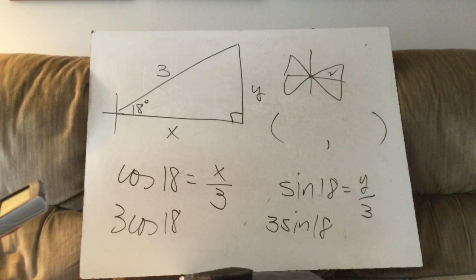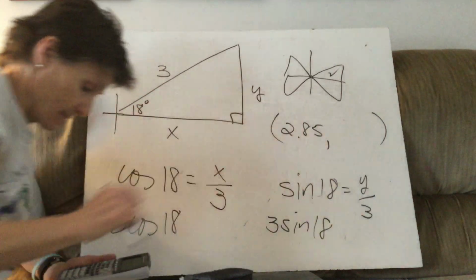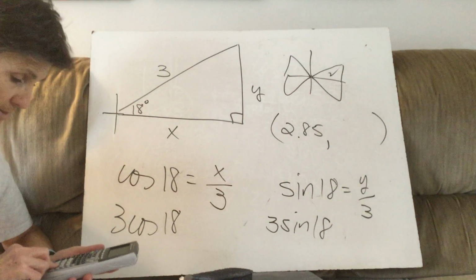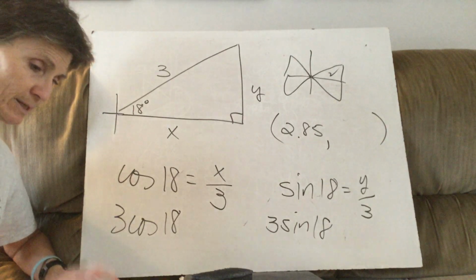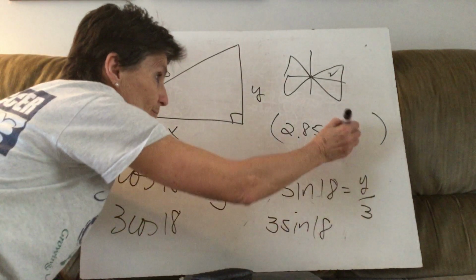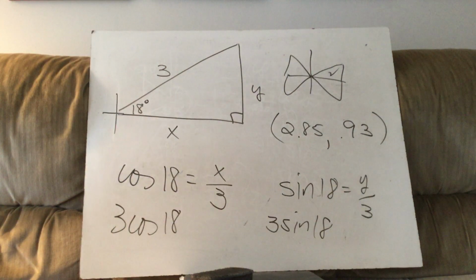I'm blabbing away. You probably got this done already. 2.85. And 9.93. And that's the answer to the question. Those are the components of that vector.